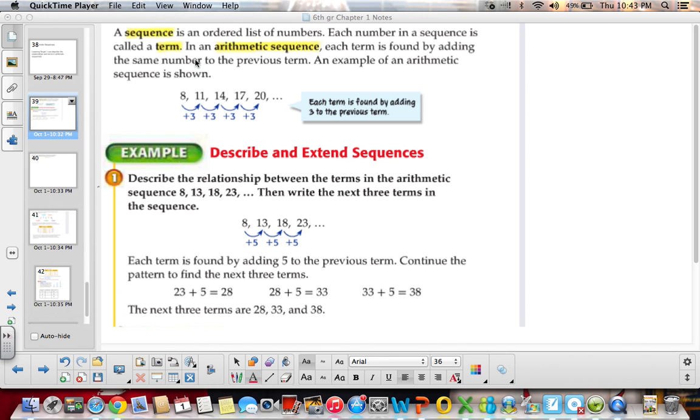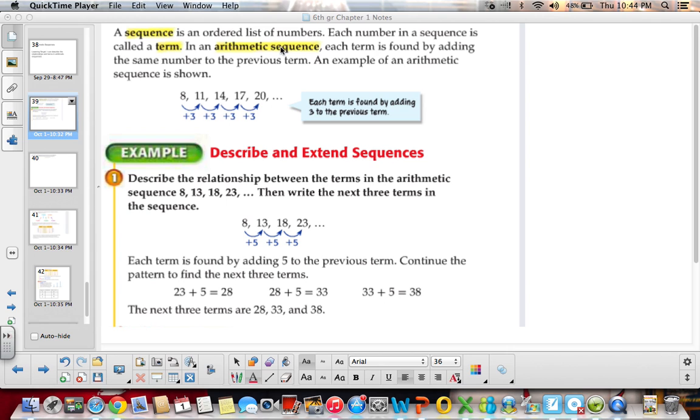So a sequence is an ordered list of numbers. So this is an example of a sequence. You can see an ordered list of numbers. Each number in a sequence is called the term, or a term. So 8 is a term, 11 is a term, 14 is a term, and so on.